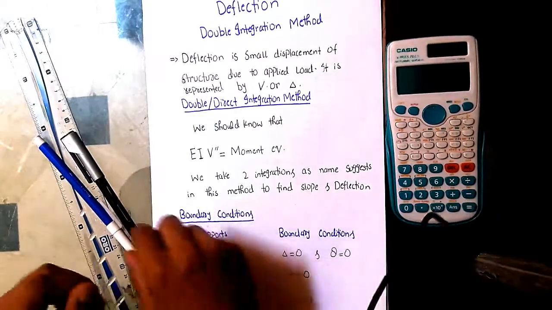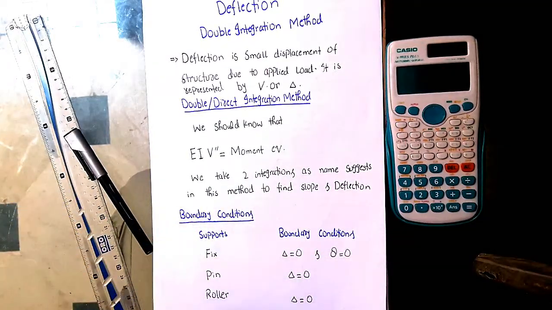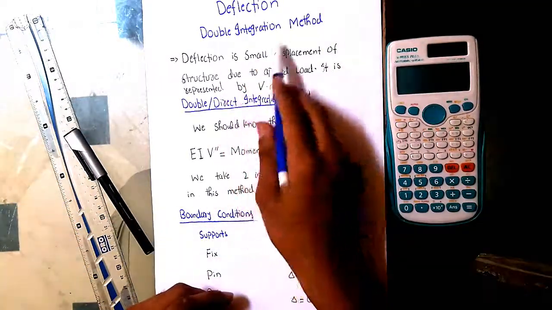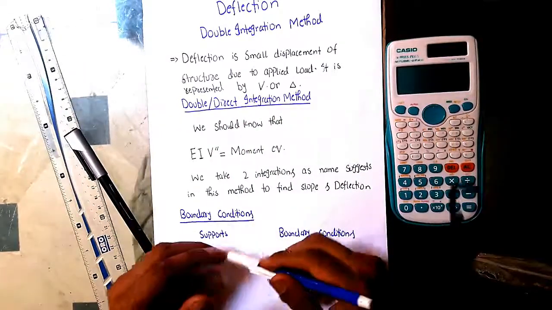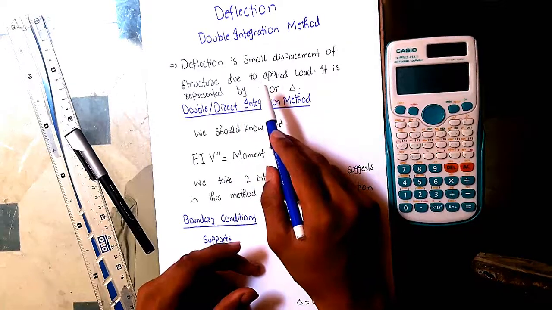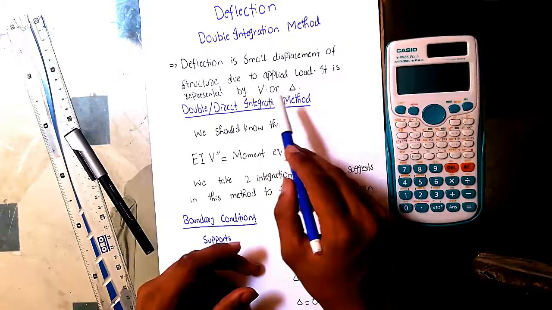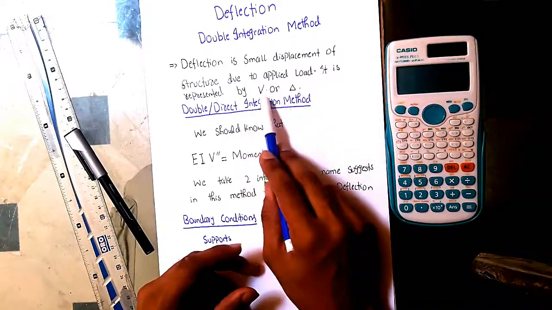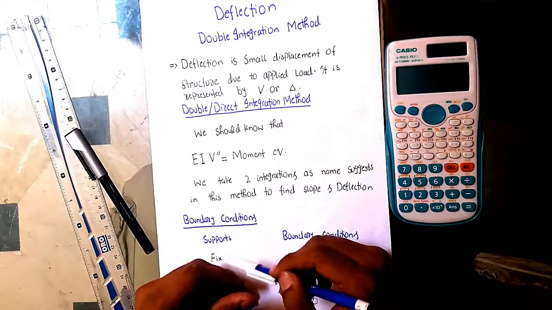In this video I am going to find the deflection by the double integration method. What is deflection? Deflection is small displacement of a structure due to applied load. It is represented by v or delta.